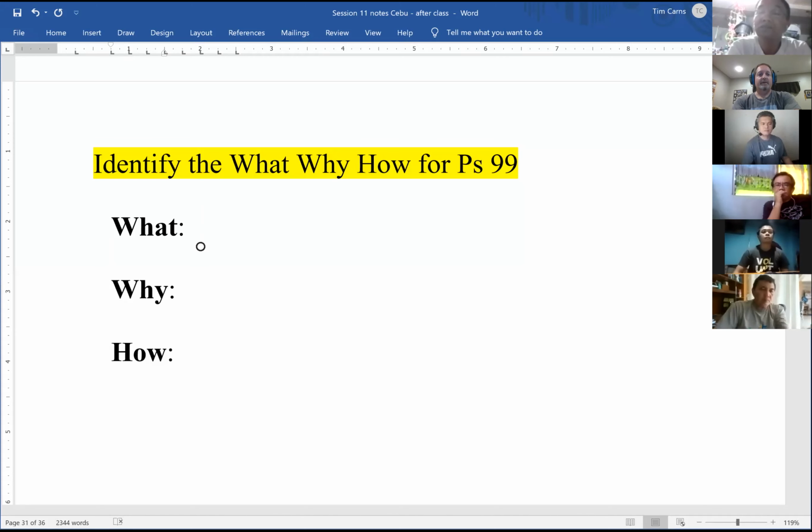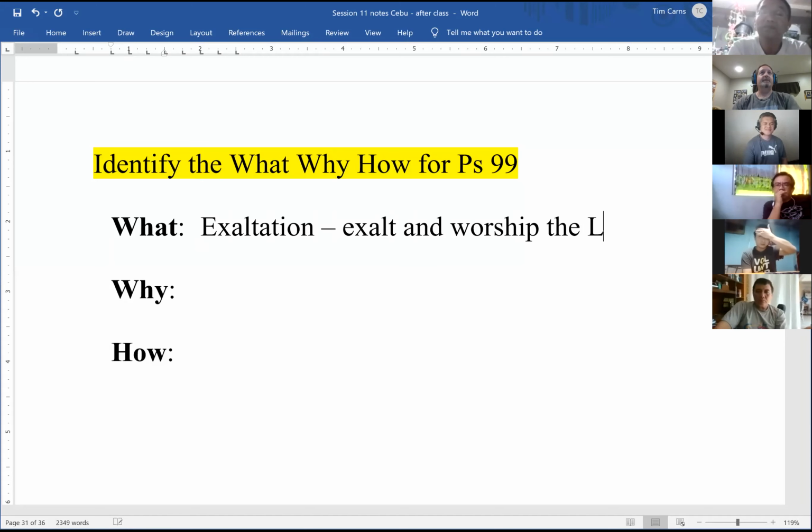Exaltation. Okay, good. Exaltation. Now let's put it in the form of a sentence. Short sentence or phrase. Exalt the Lord. Yeah, okay. Exalt. And I would add to it, worship the Lord, right? He gives both of those commands. So I think the what is exalt and worship the Lord. The theme is the idea of exaltation.